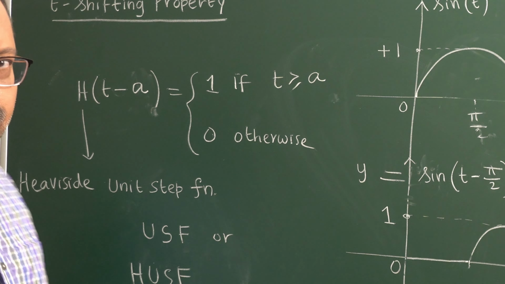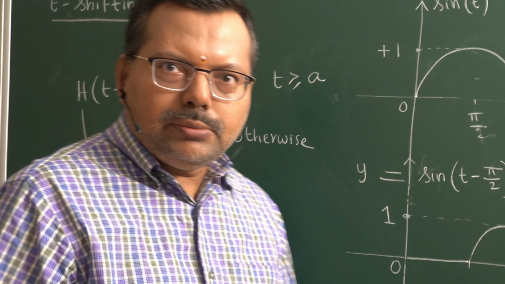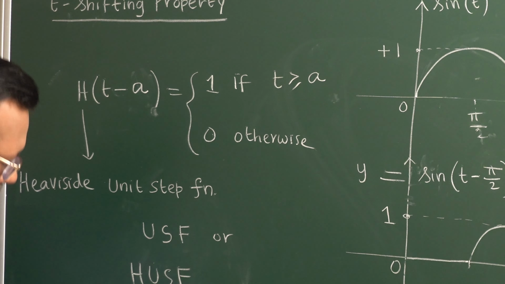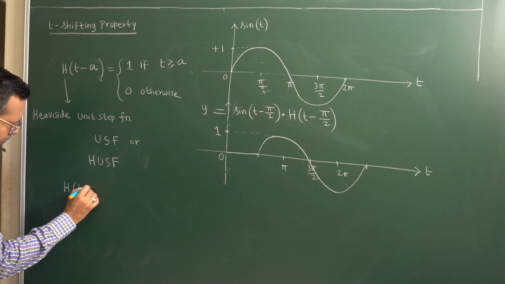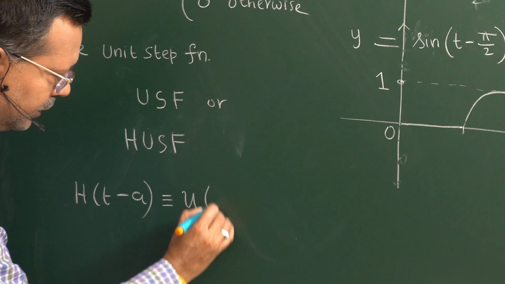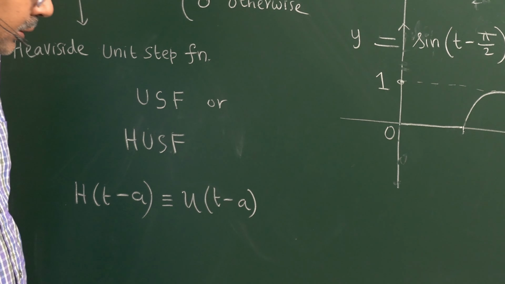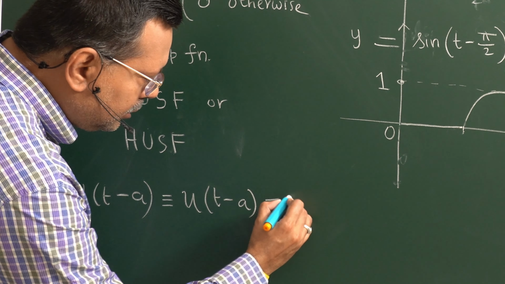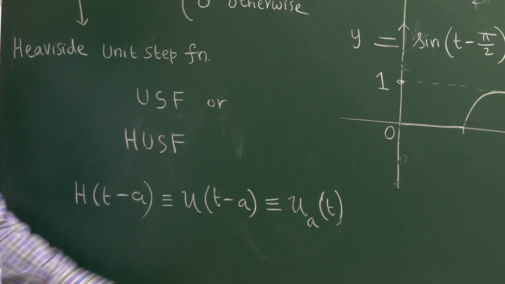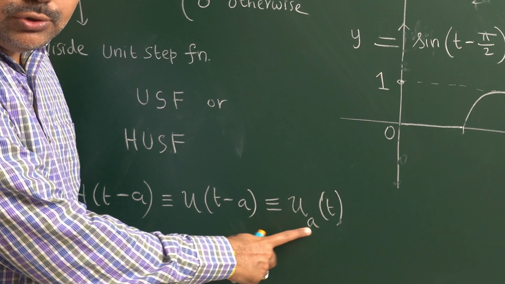H of t minus a is called the Heaviside unit step function, but a little bit of confusion will come when you refer to multiple books because there are also other symbols used. Here I would like to write down that h of t minus a is also written in some books as u of t minus a, because it is the unit step function. In some other books they also write u_a of t. That means it's actually u of t, and how much it is shifted is given as a suffix here.